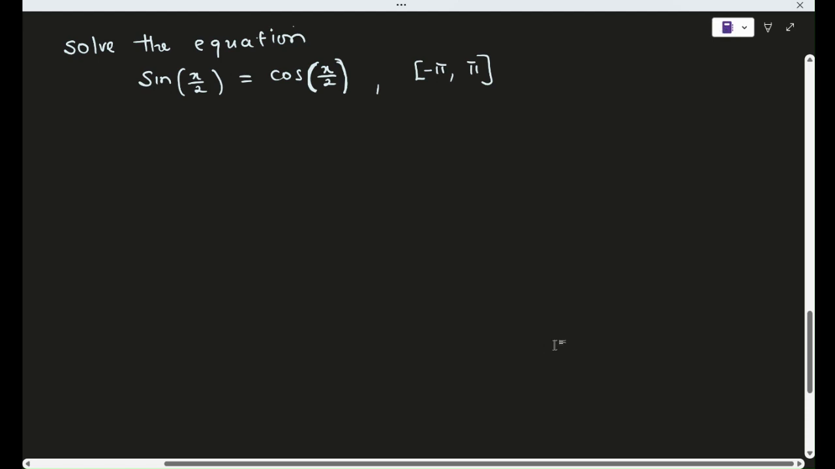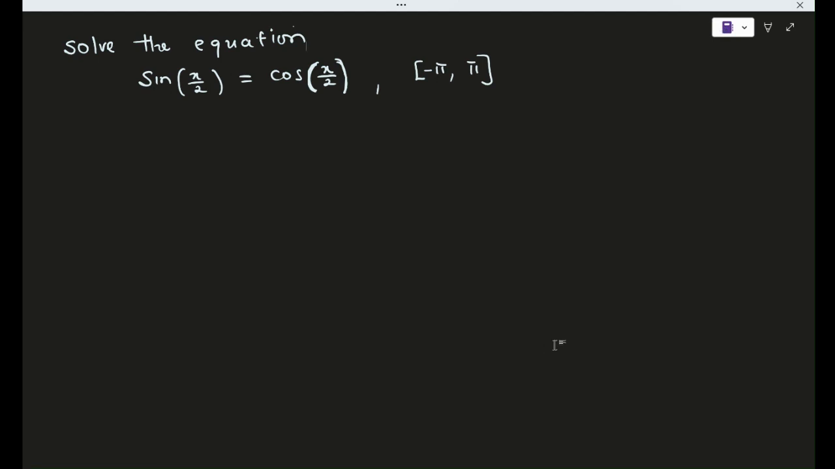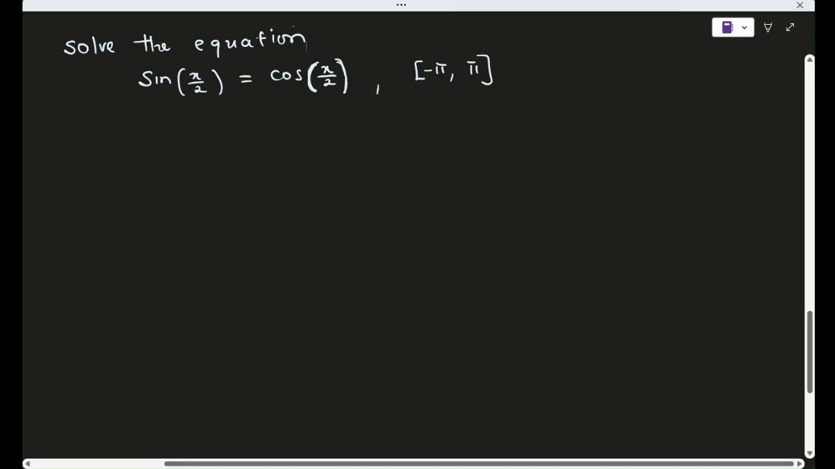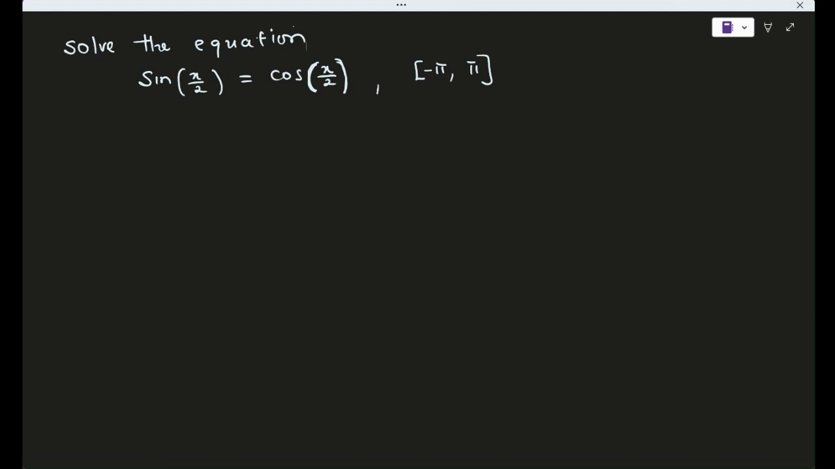Hello viewers, another interesting trigonometry equation. We're looking for the values of x that satisfy this trigonometry equation, and x has to be in the interval minus pi to pi. So here, what do we do? We can solve this.